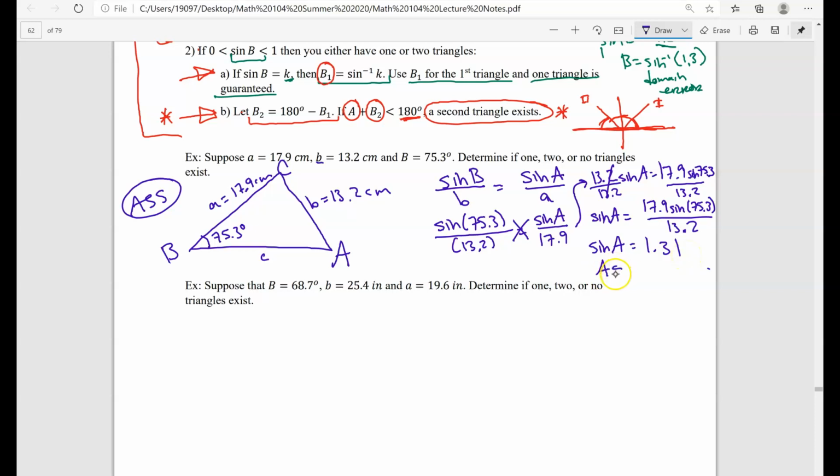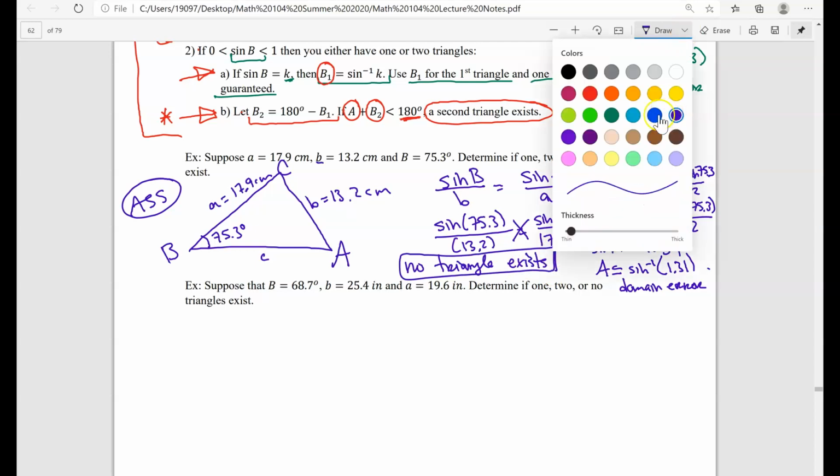But let's go ahead and take it further. Let's take the sine inverse of this, and when you put that in your calculator, you're going to get a domain error, which means you are exceeding the range. There's no way a triangle can exist. So in this one, no triangle exists. Then you stop and you're done, just like that. You don't have to continue on.